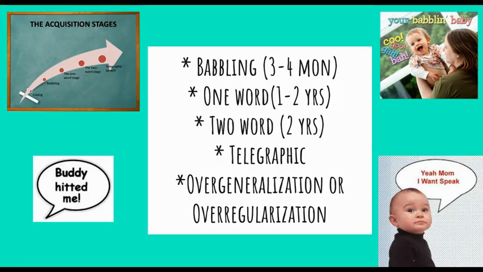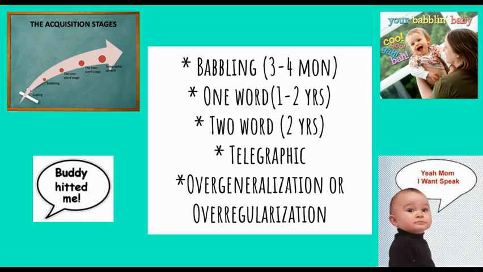Then when they hit about 1 to 2 years old, they turn into the one word stage where they begin to repeat one word, such as mom, or dad, or this. That's happening in the one word stage. Then when they hit about 2 years, we're seeing if they can string 2 words together, like love mom or hot dog. We're able to see those 2 words together.